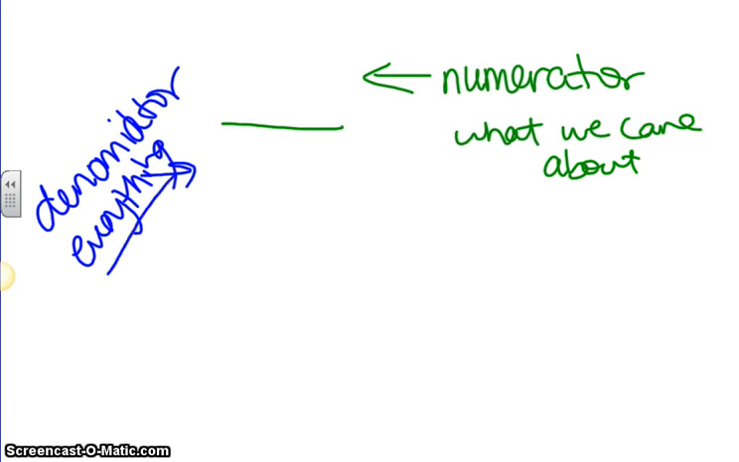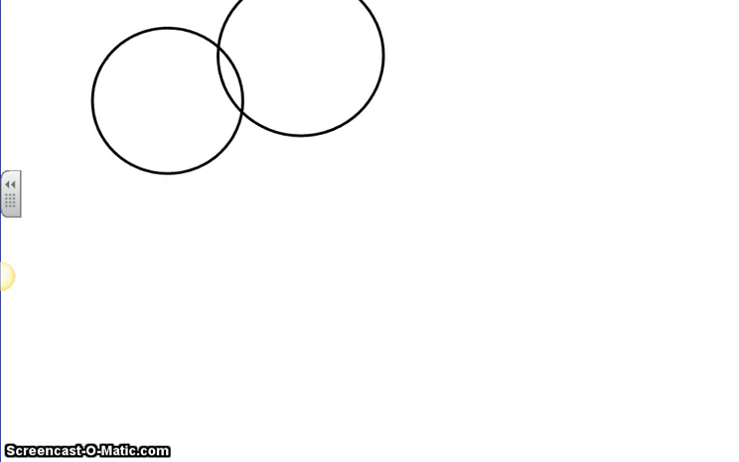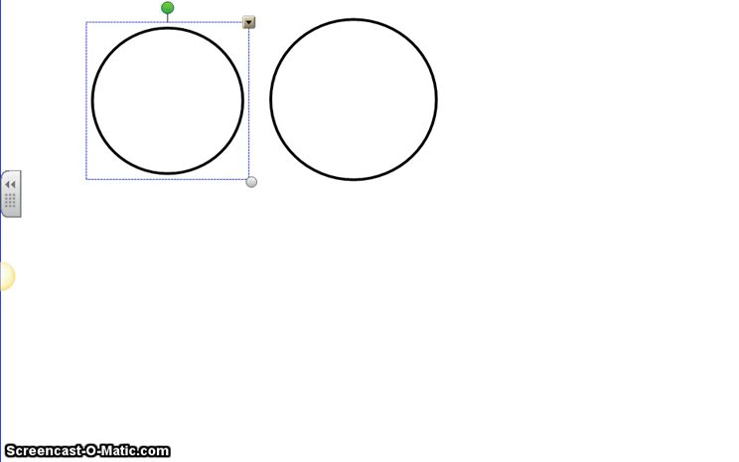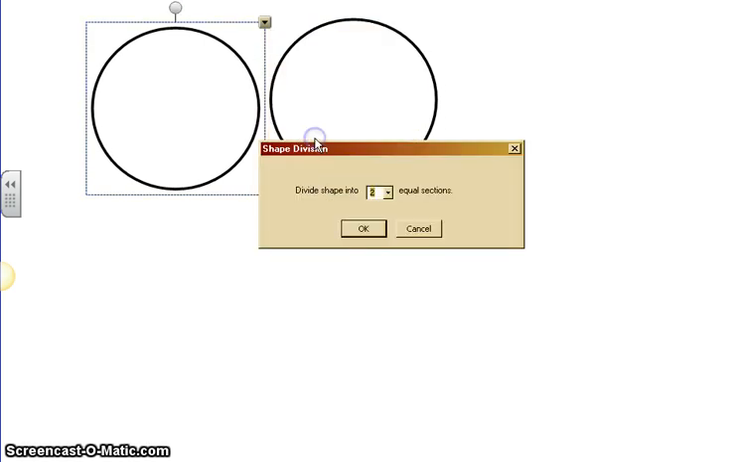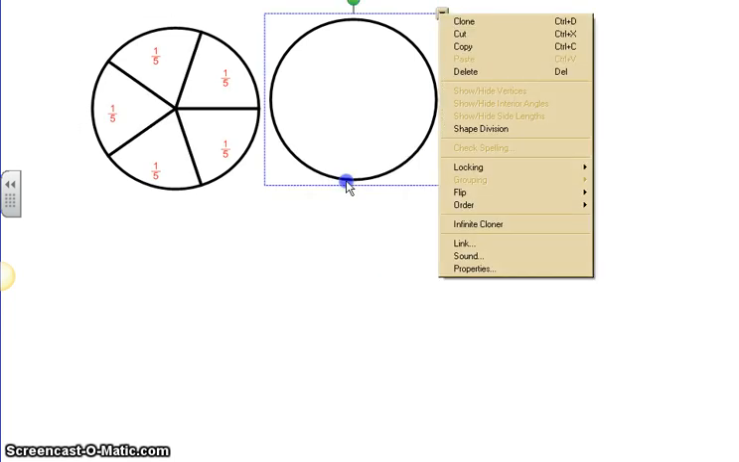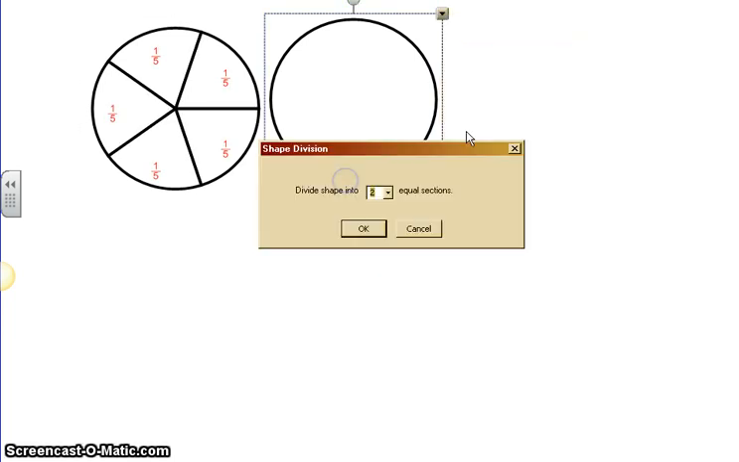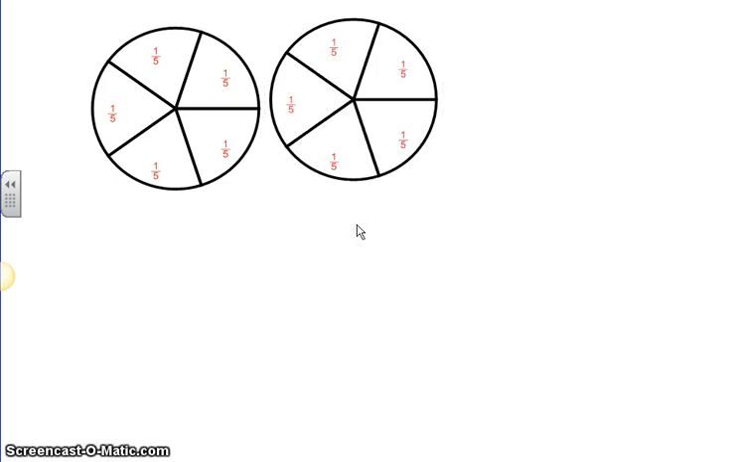Now, in class we've also talked about what if we have more than one picture. So I'll take that circle and I'll do another circle. Make them a little bit the same size. There we go. Okay, and I'm going to split this one up. Let's do 5 pieces. And I'm going to split this one up into 5 pieces. So I have 2 circles that are cut in the same amount of pieces. So I'm going to shade in some of it.